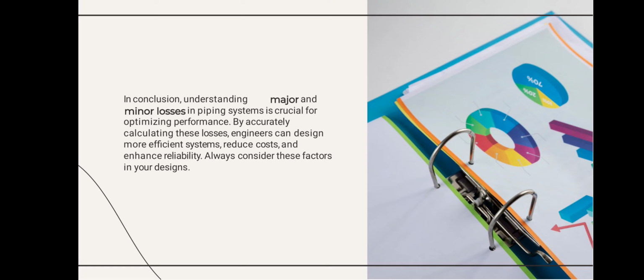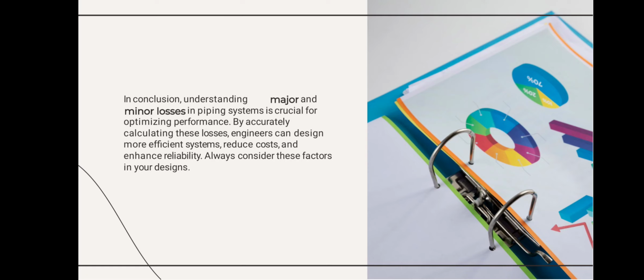Overall, it's very important to understand the major and minor losses in piping systems. It's very important for optimizing performance. By accurately calculating these losses, engineers can design more efficient systems, which helps in reducing costs and also enhances the reliability of the piping system. We must consider these factors when designing pipe systems.